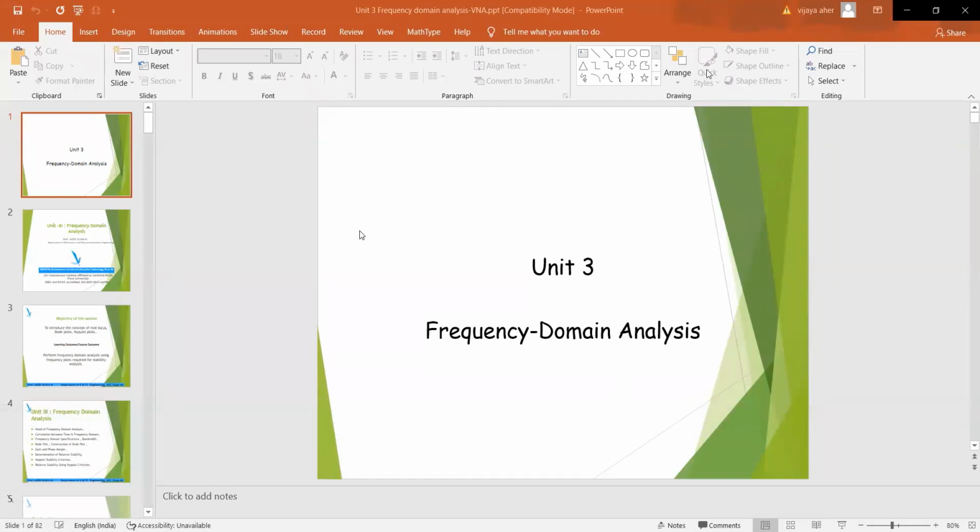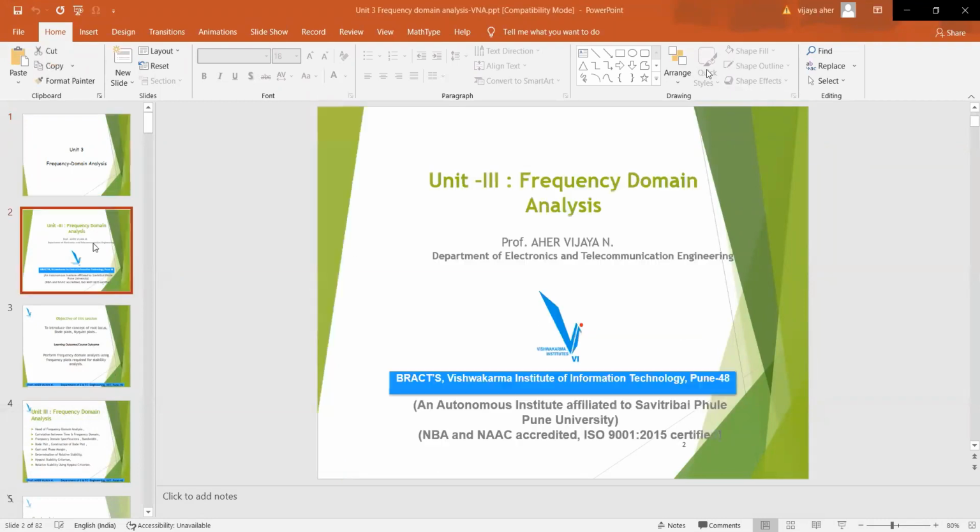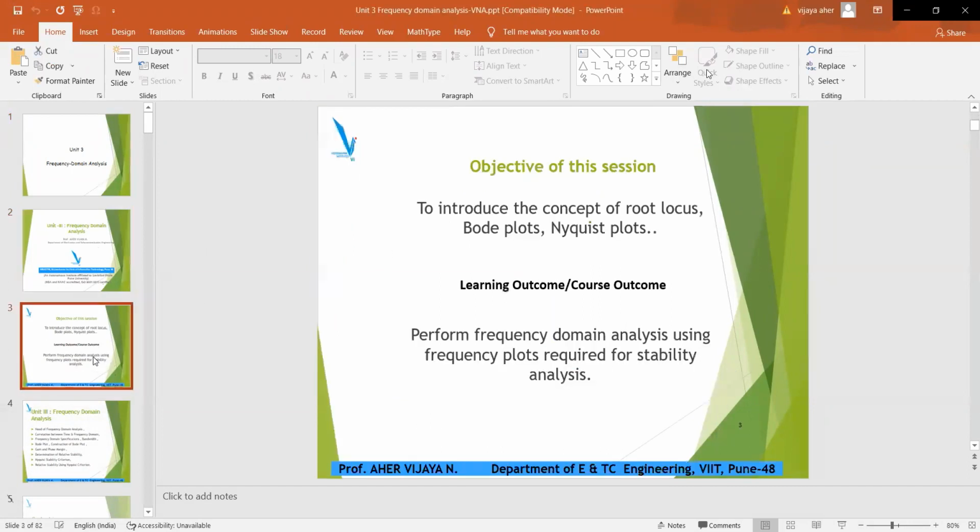Now, in Unit 3, you are going to learn about frequency domain analysis. So let us see what is in frequency domain analysis. Students, the Unit 3 title is frequency domain analysis. As usual, before starting Unit 3 directly, I'm going to give you the objective of this session, that is, the objective of Unit 3.